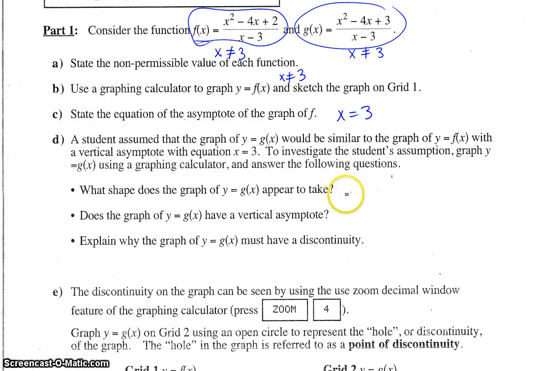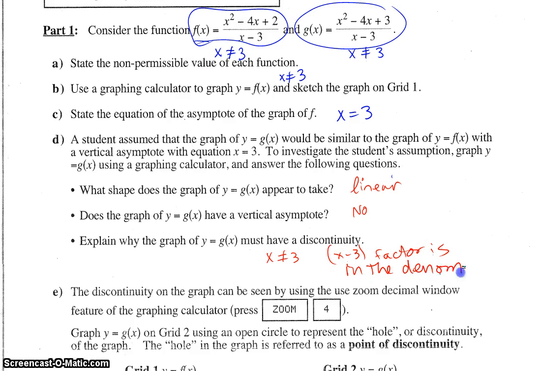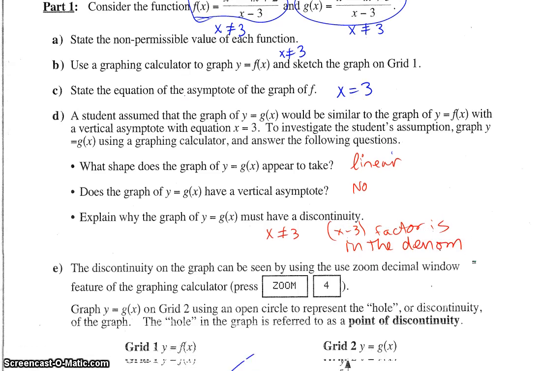So to answer these questions, what shape does a graph take? It takes a linear shape. Does the graph have a vertical asymptote? No, it doesn't. But explain why the graph must have a discontinuity: because x cannot equal 3, right? The x minus 3 factor is in the denominator. So there must be some sort of discontinuity on this graph.